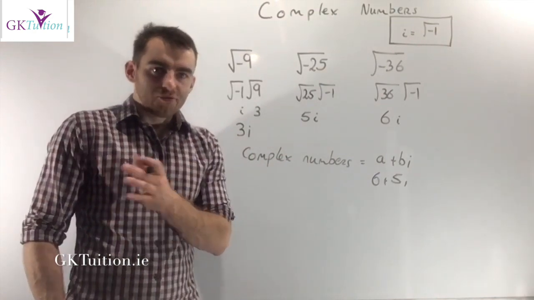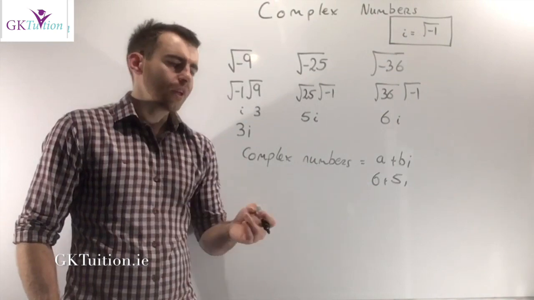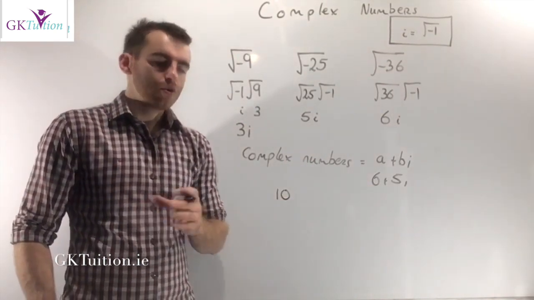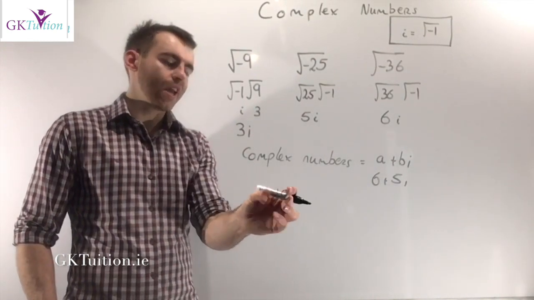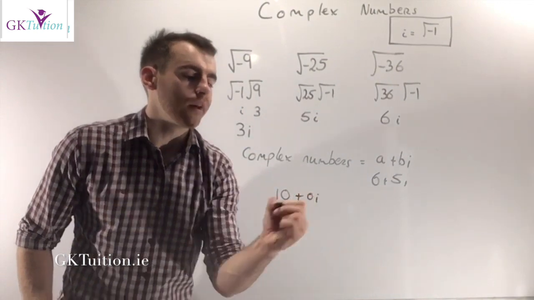And in fact, every number that you've ever come across can be written in the form of a complex number. Let's just take any random number like 10. You could write this as a complex number because 10, obviously that's a real number, but I could write that as 10 plus 0i.